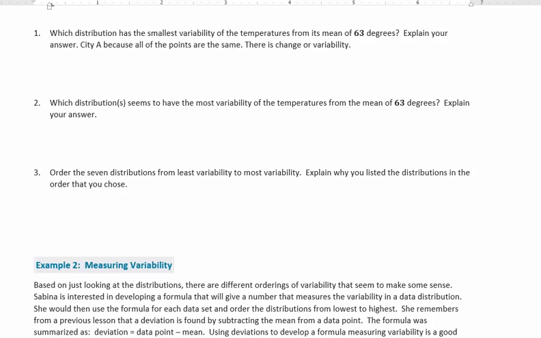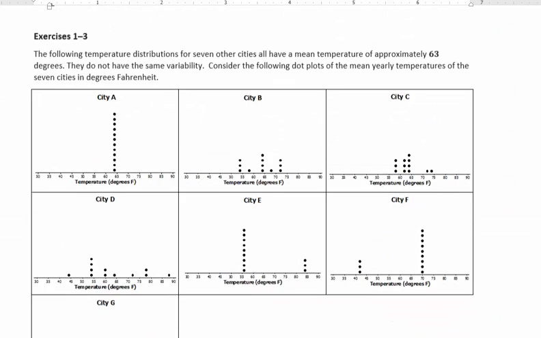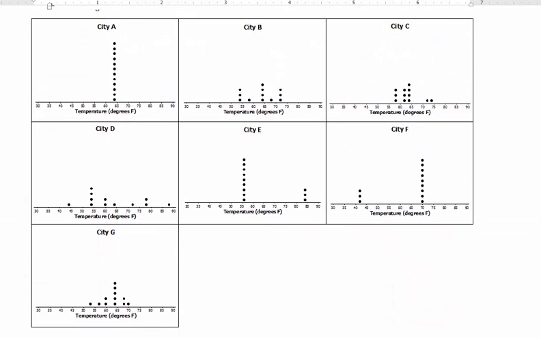Okay, now let's look at this second question. Which distribution or distributions seems to have the most variability of the temperature from 63 degrees? Explain your answer. So now we're looking for which one has the most. And since it said plural, it can be tied as well. So I might have more than one. So let's look again. I'm looking for a long yellow line this time because that means there's a lot of change going on.